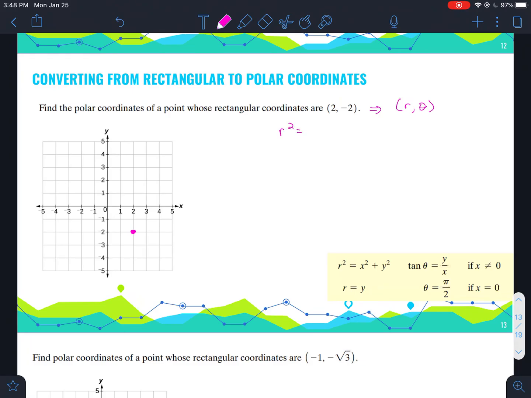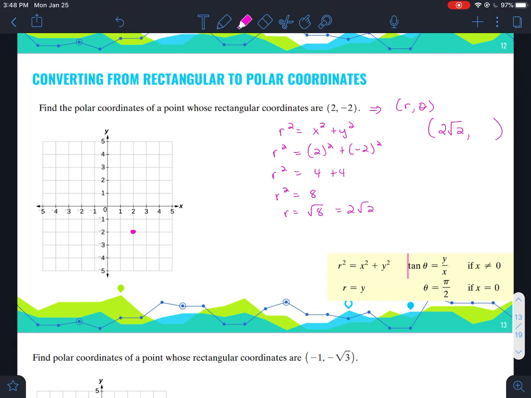Well, we start with r squared equals x squared plus y squared. So r squared is going to equal 2 squared plus negative 2 squared. So r squared is going to equal 4 plus 4. So r squared is going to equal 8. R is going to equal the square root of 8, or 2 root 2. So my point is going to be 2 root 2, and then we've got to find the angle.